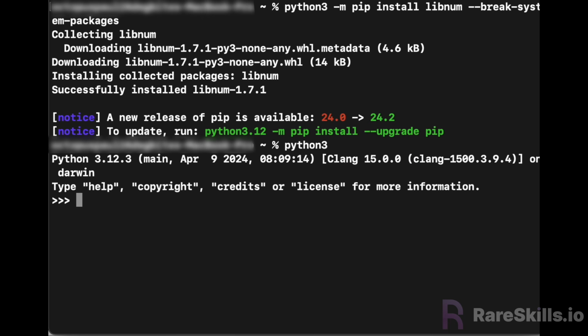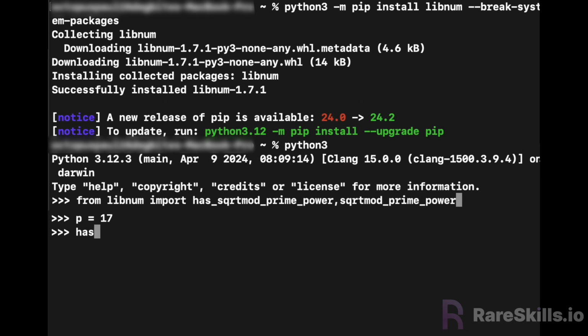Let's show how to compute the square root of 2 modulo 17. These are the functions we need to import. Given a finite field modulo p, not every number in the finite field has a square root. Therefore, we use the function has_square_root_mod_prime_power to check if the square root exists. For example, we can check if 2 has a square root modulo 17 with the following code. p equals 17, has_square_root_mod_prime_power(2, p, 1), and it returns true. And indeed, 2 does have a square root modulo 17, as we discussed earlier.